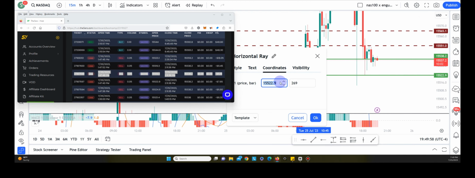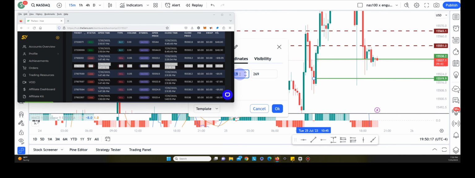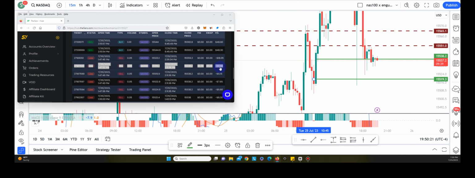The next candle I entered at 15,519.9, to the sell side again, I got stopped out here for a loss of 915. Next one entered at 15,519.3. And here I got stopped out for a total loss of 945.